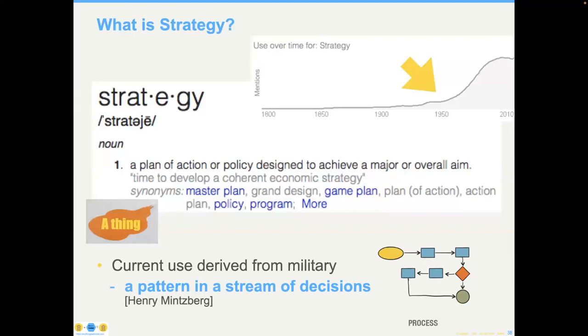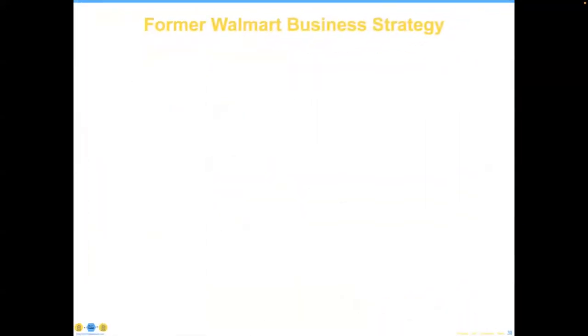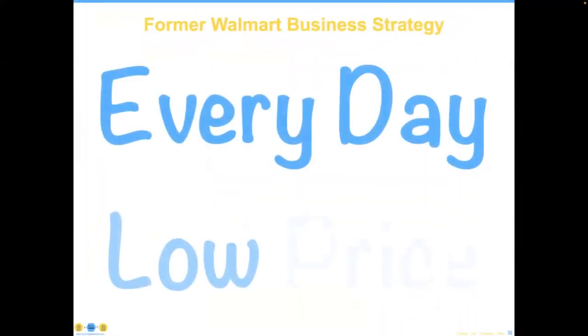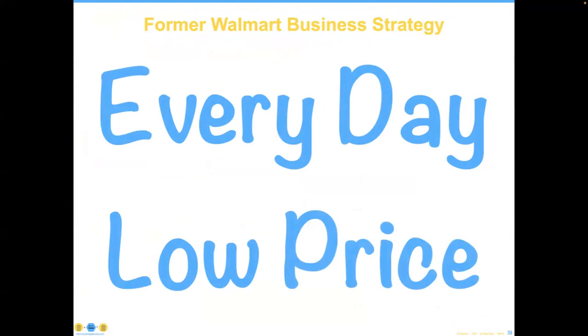Let me give you three quick examples here. Here is Walmart's former business strategy. I'm not telling you anything you didn't already know, because they did a brilliant job of making sure everybody in the world understood that Walmart's business strategy depended on everyday low price being in the minds of their consumers, their suppliers, their neighbors, their customers, you name it. People understood this. Again, a marvelous job in terms of that.